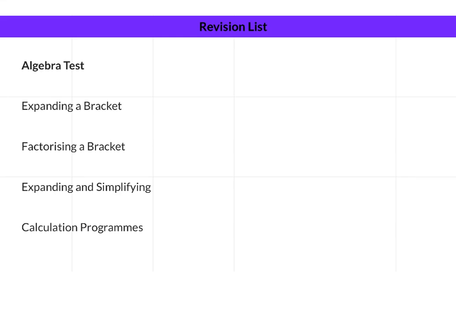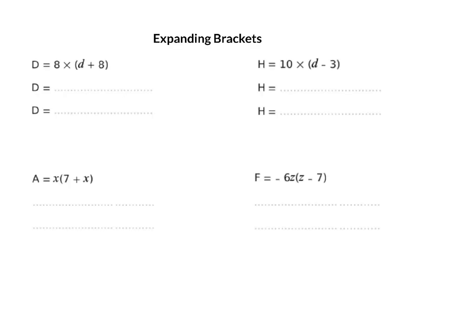This video is a revision video for the Year 9 algebra test covering expanding a bracket, factorizing a bracket, expanding and simplifying, and calculation programs. So the first thing we have here is expanding brackets. In these situations you will have a term within a bracket, normally a letter and a number added or subtracted, multiplied by something outside of the bracket, either a number or a letter.